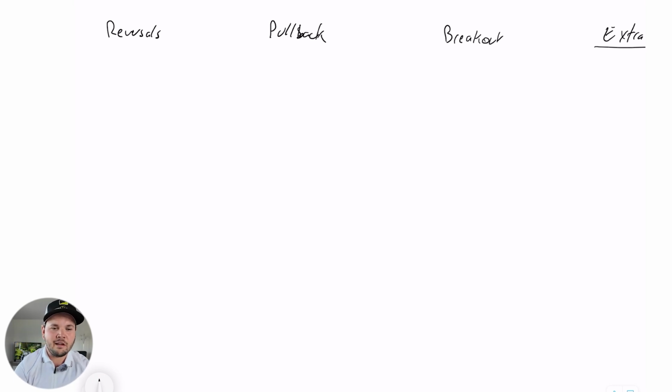Now, the thing about reversals is that they should only be traded in a sideways market. The easiest way to blow up your account in trading is to sell when price is reaching an all-time high, sell at the top, buy at the bottom. This is the easiest way to blow up your account because you're not trading in an optimal context. You're trading in the wrong context.